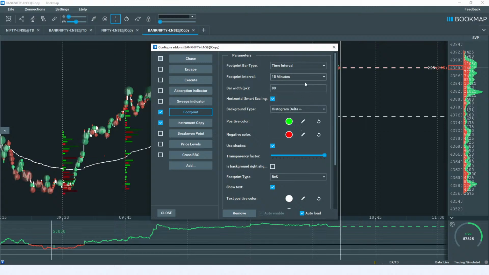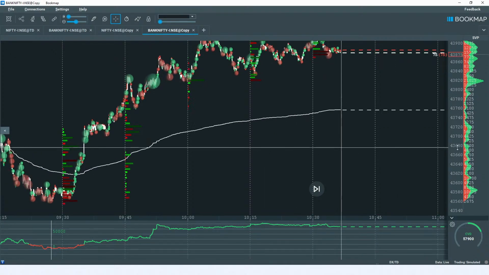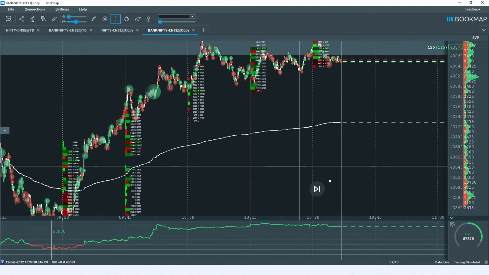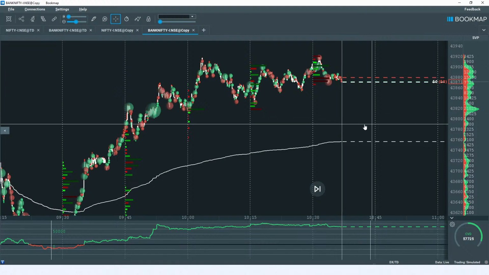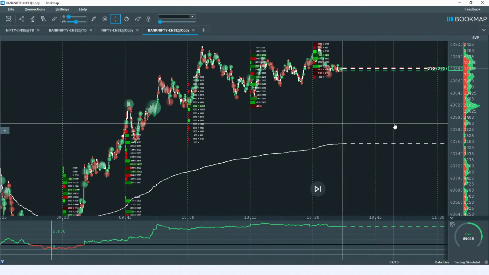So this time frame of the footprint, you can change according to the time frame that you are working with. Some people will work with 5 minutes, some people will work with 15 minutes. But 15-minute information will give us the ideal information in most of the cases, so unnecessary signals will be removed. I hope that is clear.